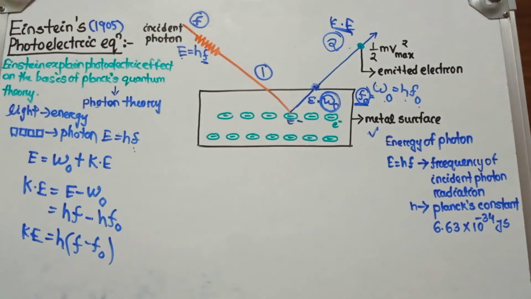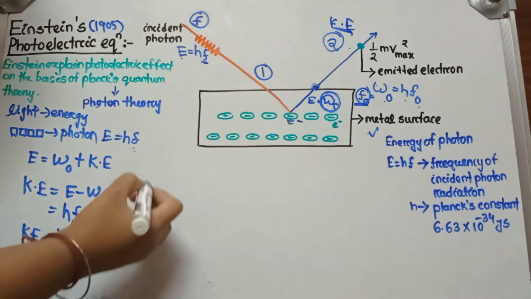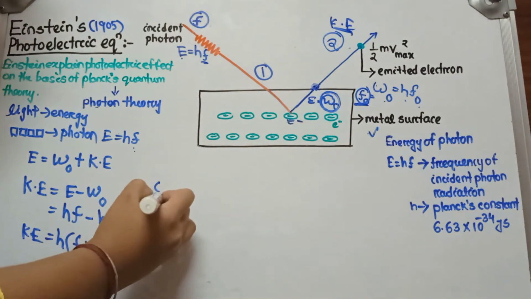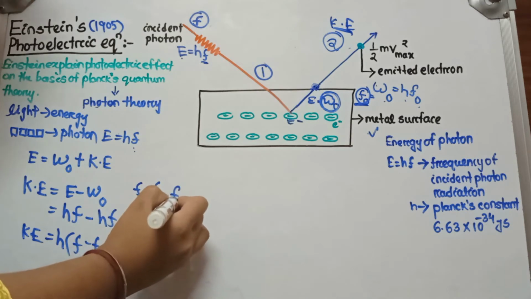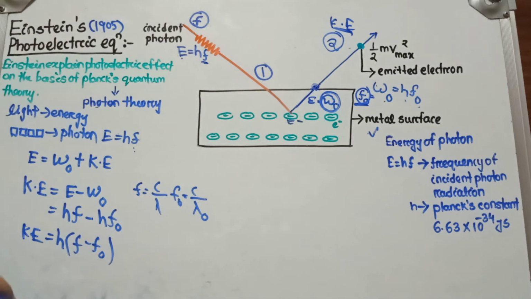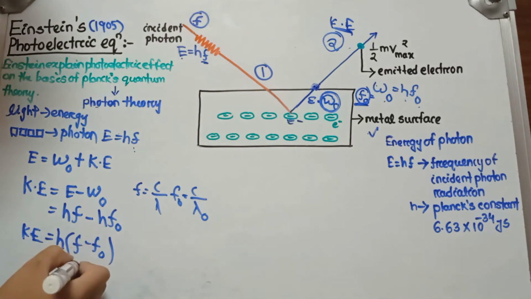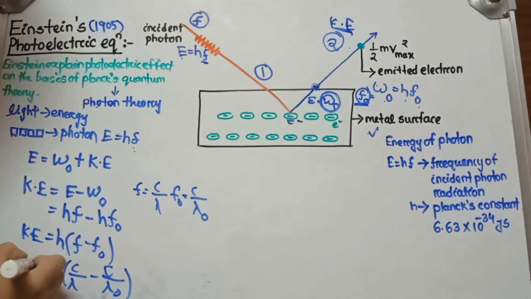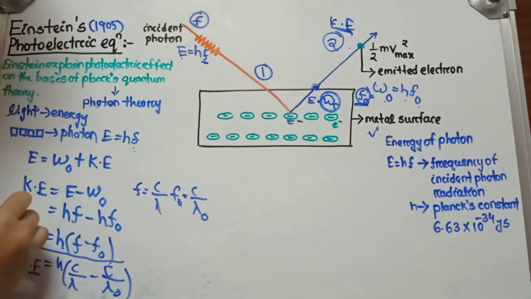Or if we put in the values, we know that f equals c by lambda, and f0 equals c by lambda0. Putting these values here, we get the equation hc(1/lambda minus 1/lambda0). This is the kinetic energy of the emitted electron in the form of wavelength, and the earlier one is in the form of frequency.